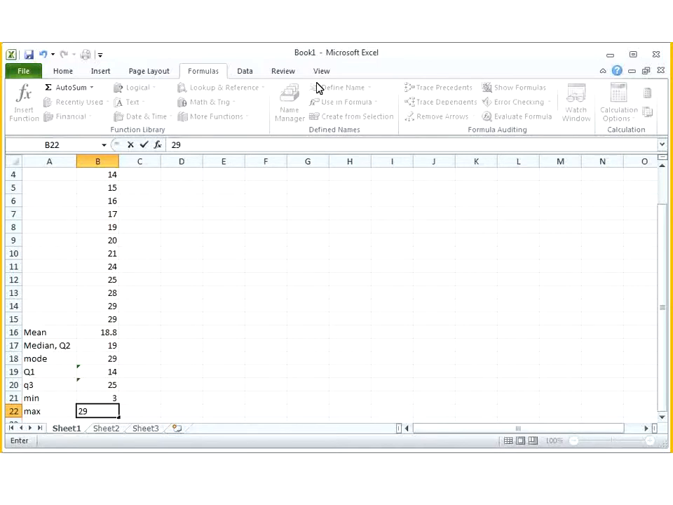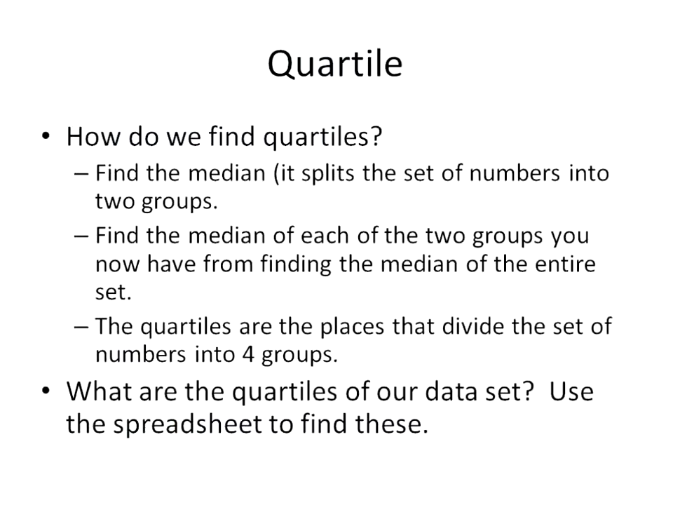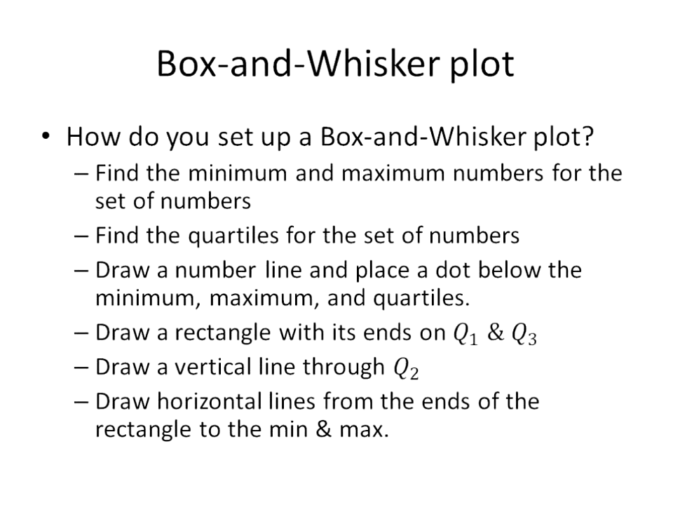So let's go back here, and go back to not sharing, and stop sharing, and go to my screen. And we're going to do a box and whisker plot. For a box and whisker plot, you're going to find the minimum and the maximum numbers, which we did, right? Those 3 and 29. You need to find the quartiles for the set of numbers.